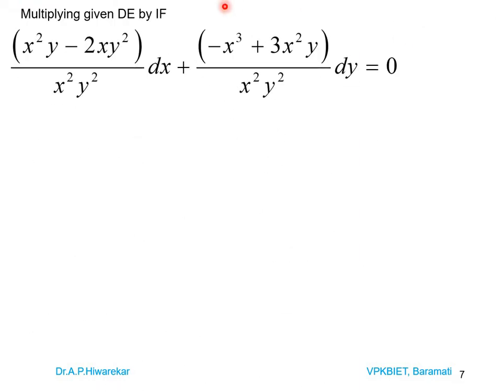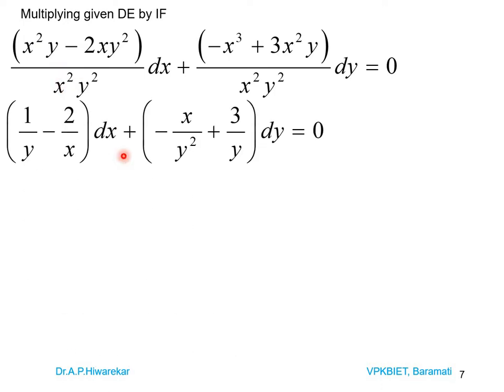So multiplying by the integrating factor, (x²y − 2xy²)/(x²y²) dx plus (−x³ + 3x²y)/(x²y²) dy = 0. If you simplify this, x² gets cancelled, so 1/y, and from the second term x gets cancelled, −2/x, dx. So (1/y − 2/x)dx, plus 3/y after x² gets cancelled and y gets cancelled, minus x/y², dy, is equal to 0. And this is an exact differential equation.